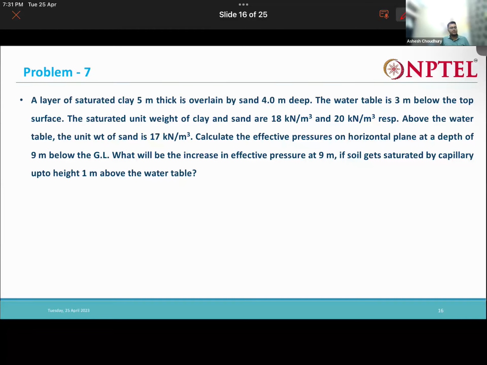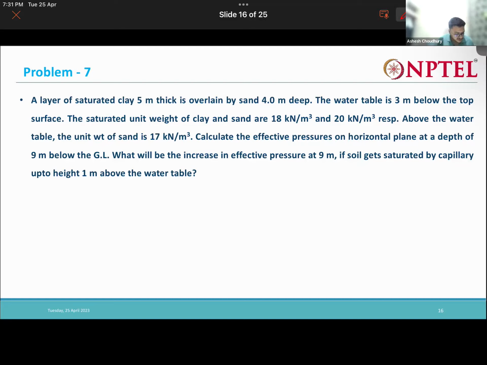So we need to deduct the pore water pressure from the total stress, right? Because the pore water cannot take shear stress. Only the grain to grain contact can carry the shear stresses. Water cannot carry shear stress. So that's why this effective stress theory is very important.